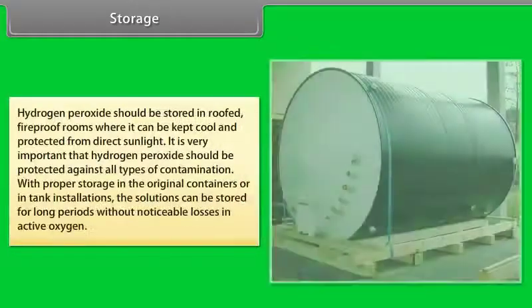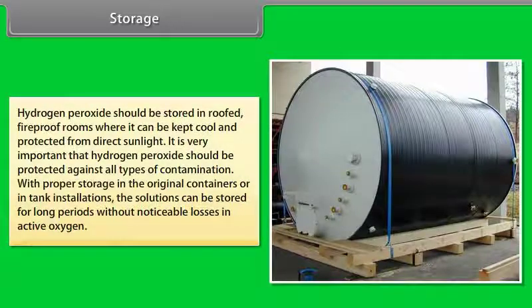Storage. Hydrogen peroxide should be stored in roofed, fireproof rooms where it can be kept cool and protected from direct sunlight. It is very important that hydrogen peroxide should be protected against all types of contamination. With proper storage in the original containers or in tank installations, the solutions can be stored for long periods without noticeable losses in active oxygen.